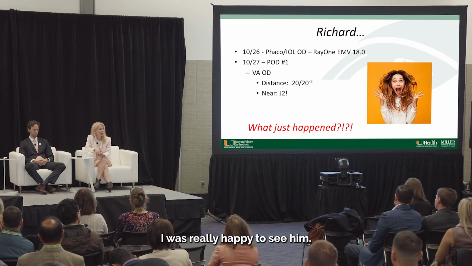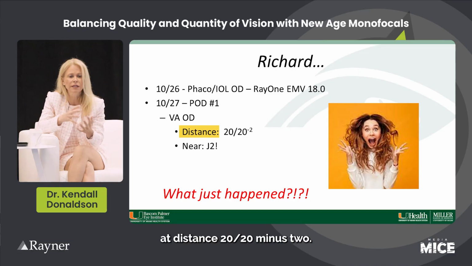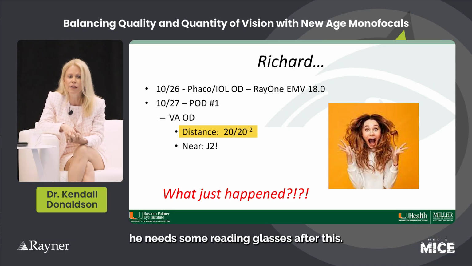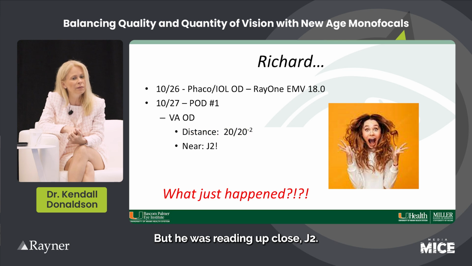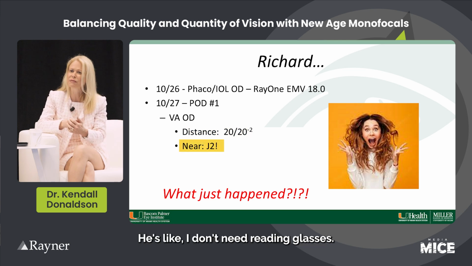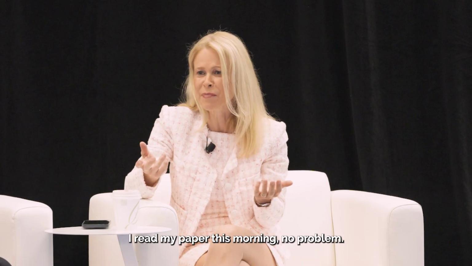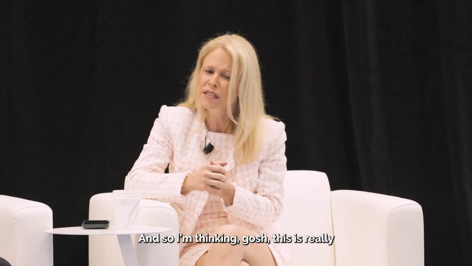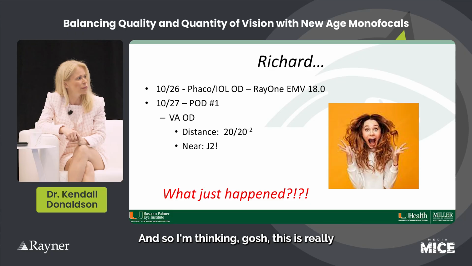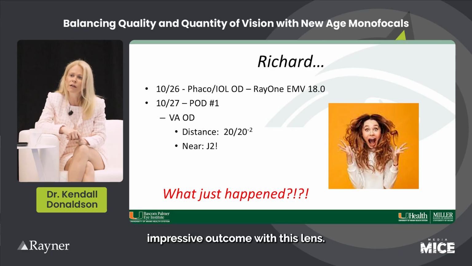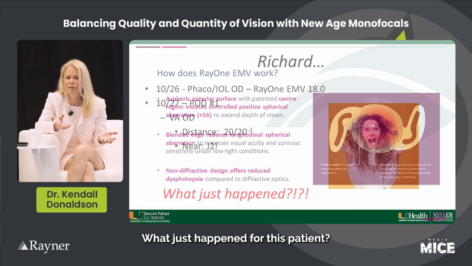And post-op day one, I was really happy to see him. He was doing great at distance, 20/20, -2, and I did warn him he needs some reading glasses after this. But he was reading up close, J2. He's like, I don't need reading glasses. I read my paper this morning, no problem. And so I'm thinking, gosh, this is a really impressive outcome with this lens. What just happened for this patient?